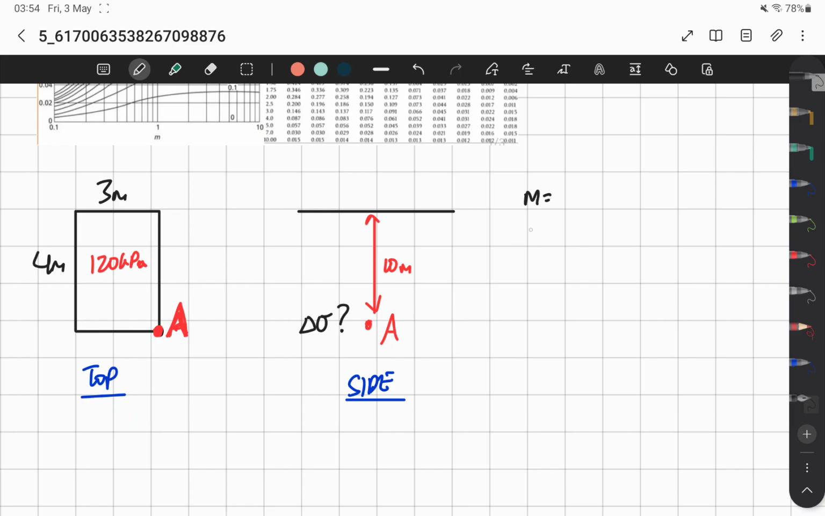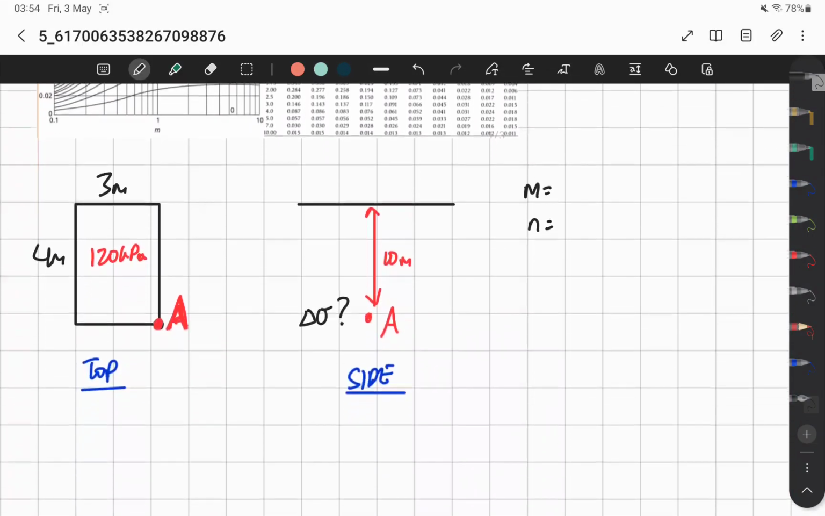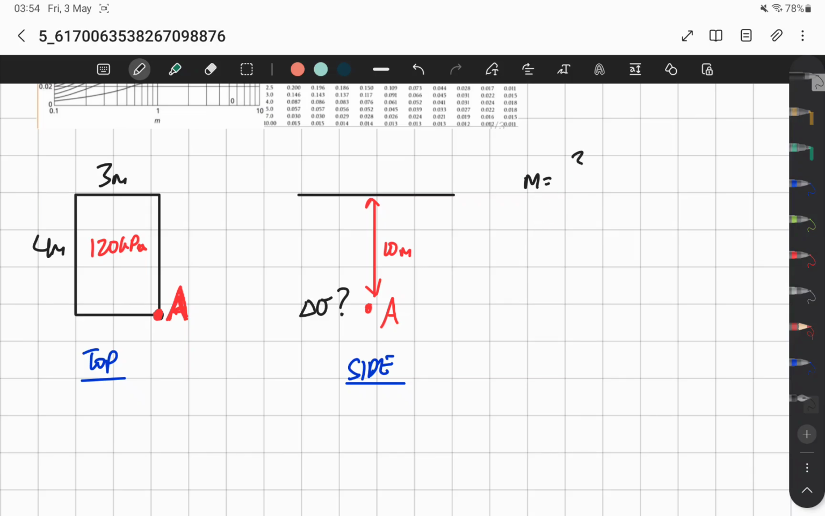M and N are just the ratio between the breadth and the depth. So in this case, for M, it's just 3 divided by 10, which is 0.3. Then N is just 4 divided by 10, which is 0.4. Just take note that M and N are interchangeable. So if you want to make 0.3 as N and 0.4 as M, that's also possible. But for now, let's stick to this.